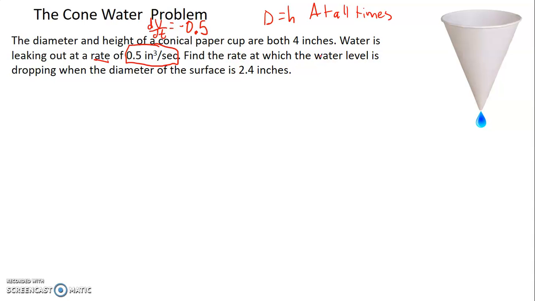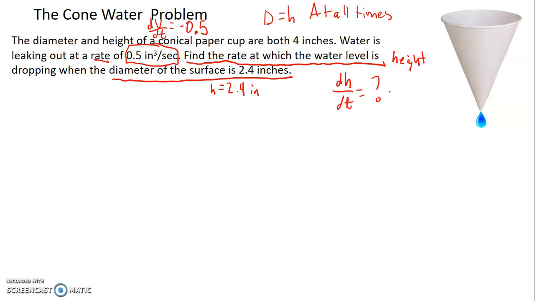It's asking us to find the rate at which the water level is dropping when the diameter of the surface is 2.4 inches. Now we also know that the diameter is equal to the height at all times, so the height is equal to 2.4 inches at that time. The water level is going to be considered the height on this problem, so we're trying to find dH dt. The most important part on these problems is setting it up and figuring out what they give you and what they are asking for. So they're giving us dV dt and they're asking for dH dt.